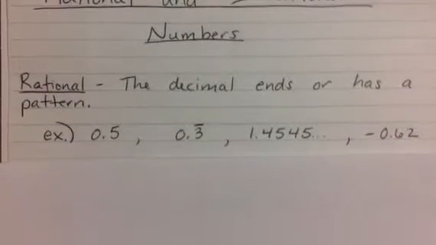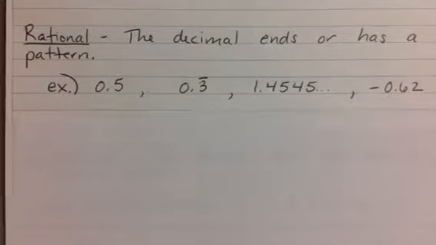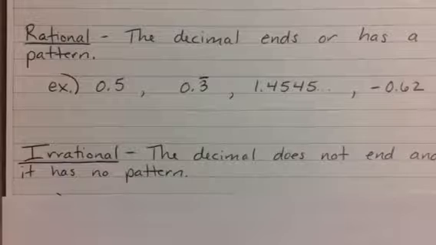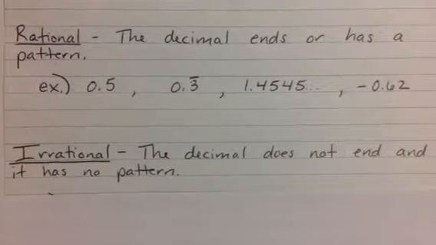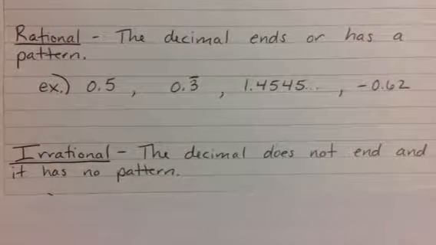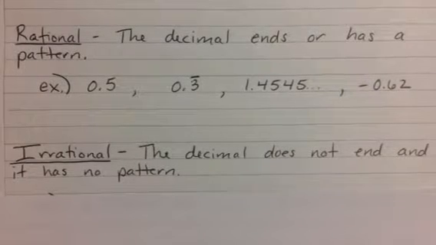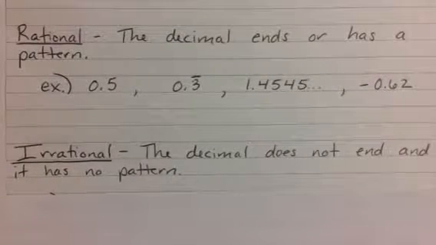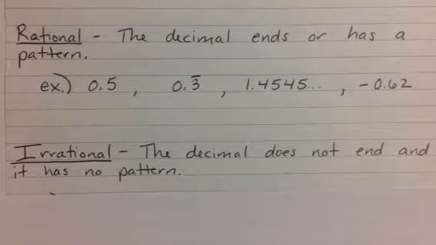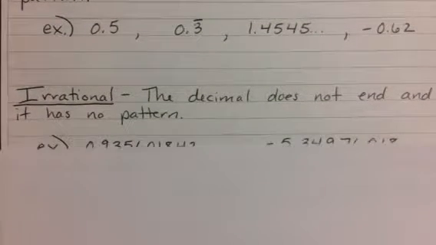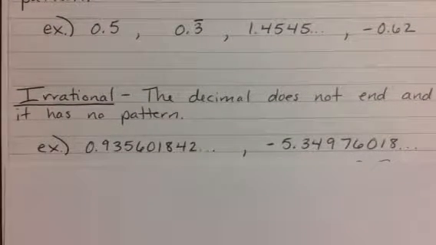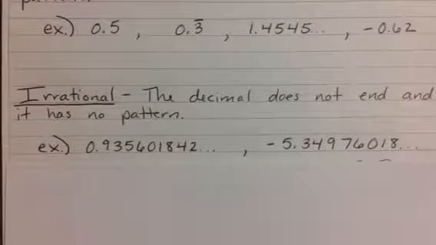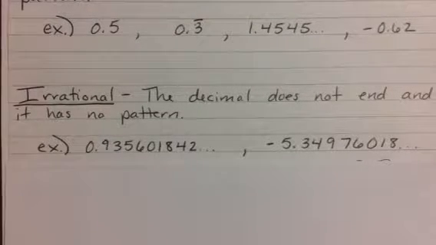Now, taking a look at irrational numbers, when you look at the decimal, you'll be able to tell because the decimal will not end and it does not have a pattern of numbers that repeat. So it will be a long decimal in your calculator. And you will not see numbers that repeat. It'll just be random numbers. So, for example, you might see something like one of these decimals. It's long in your calculator. It does not have a pattern of numbers that repeat.